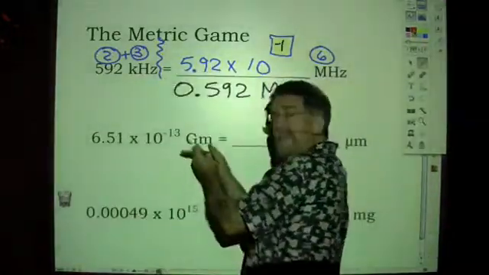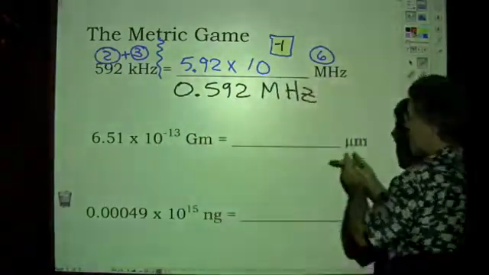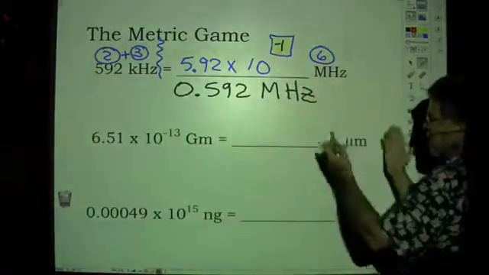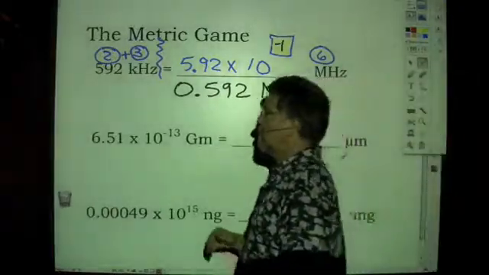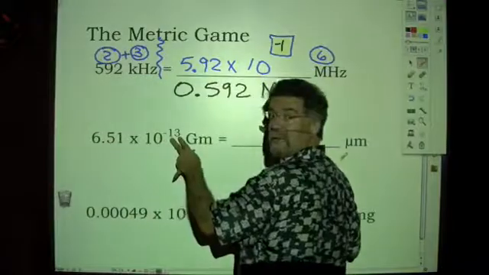So it's dumb to say gigameters for such a tiny number. So it's better, maybe, perhaps, to say micrometers. I mean, we're going to try it. All right, so here we go. Here's the deal on this number. It's already in scientific notation.